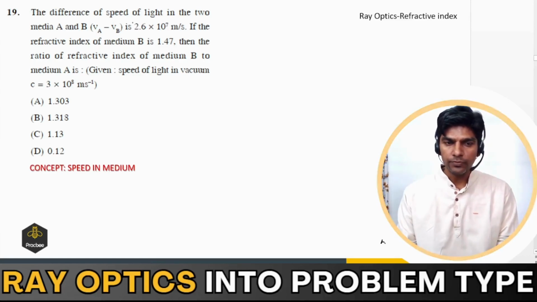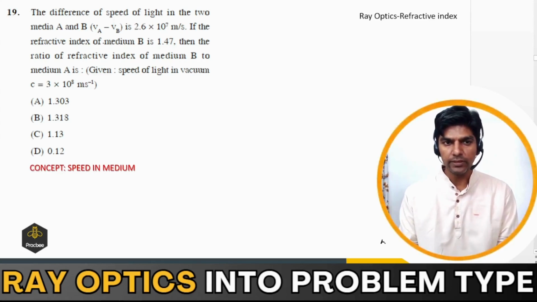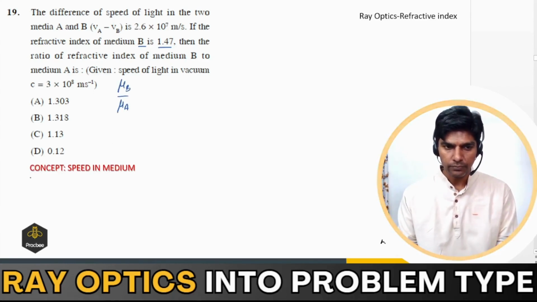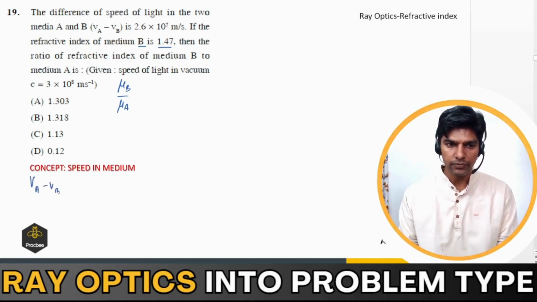So the difference of the speed of light in two media A and B is 2.6 into 10 raised to 7 meters per second. If the refractive index of medium B is 1.47, then find the ratio of the refractive index of medium B to medium A. So we have to find mu B upon mu A, and we are given VA minus VB as 2.6 into 10 raised to power 7.